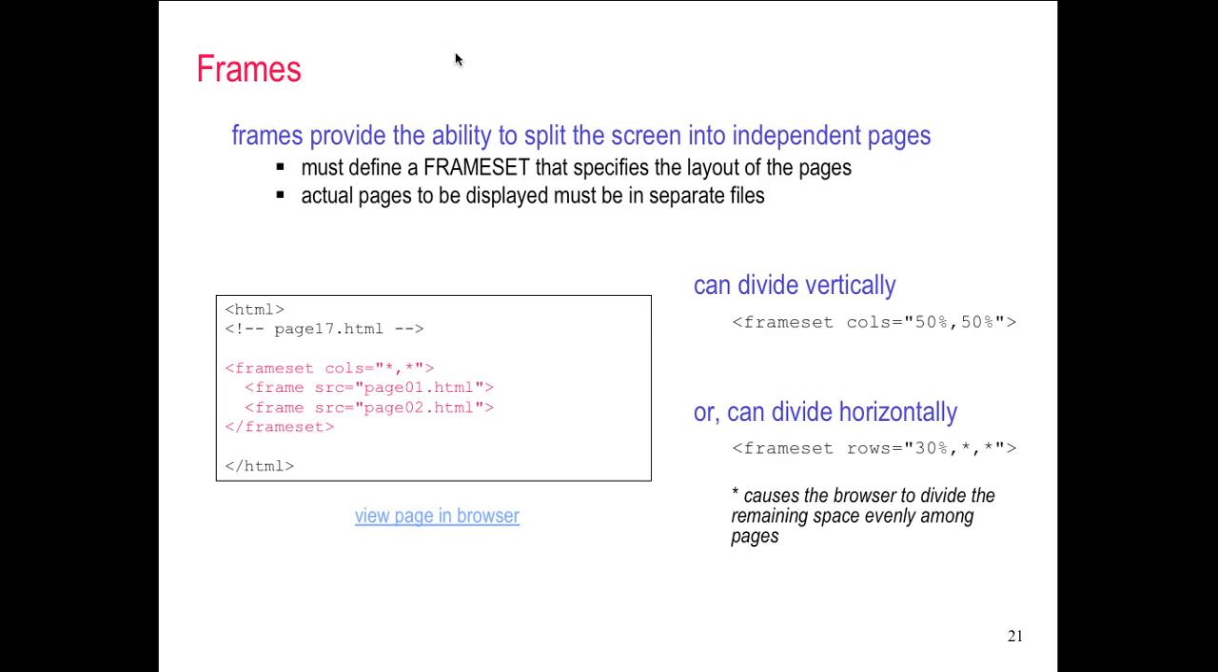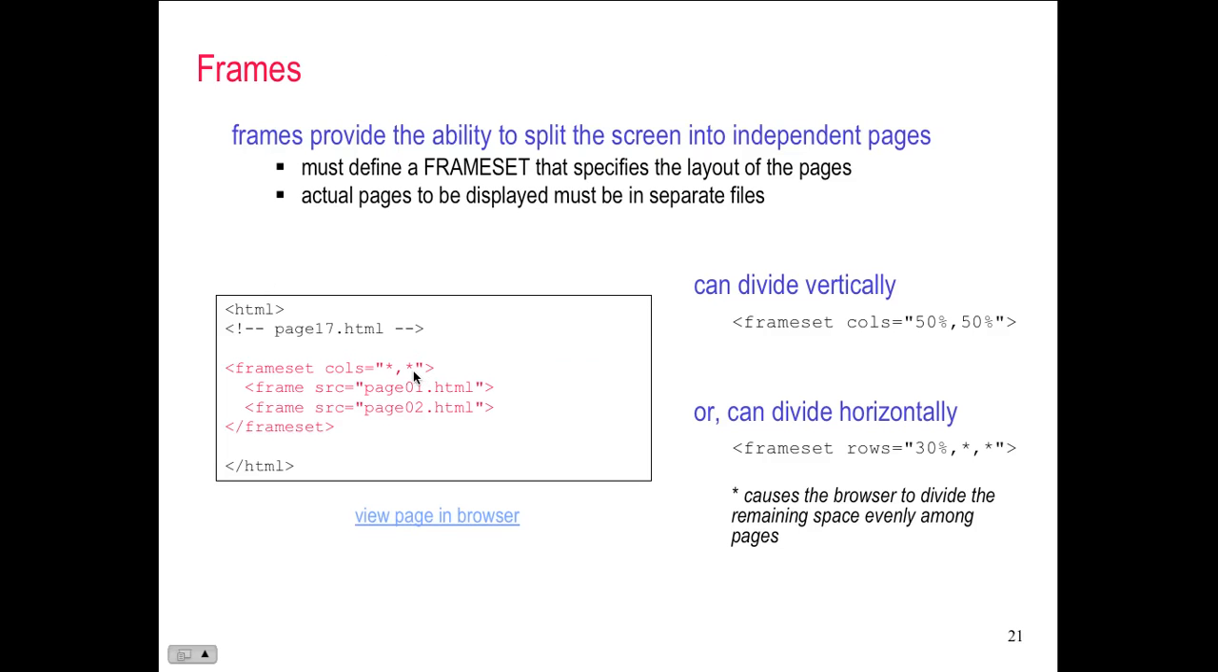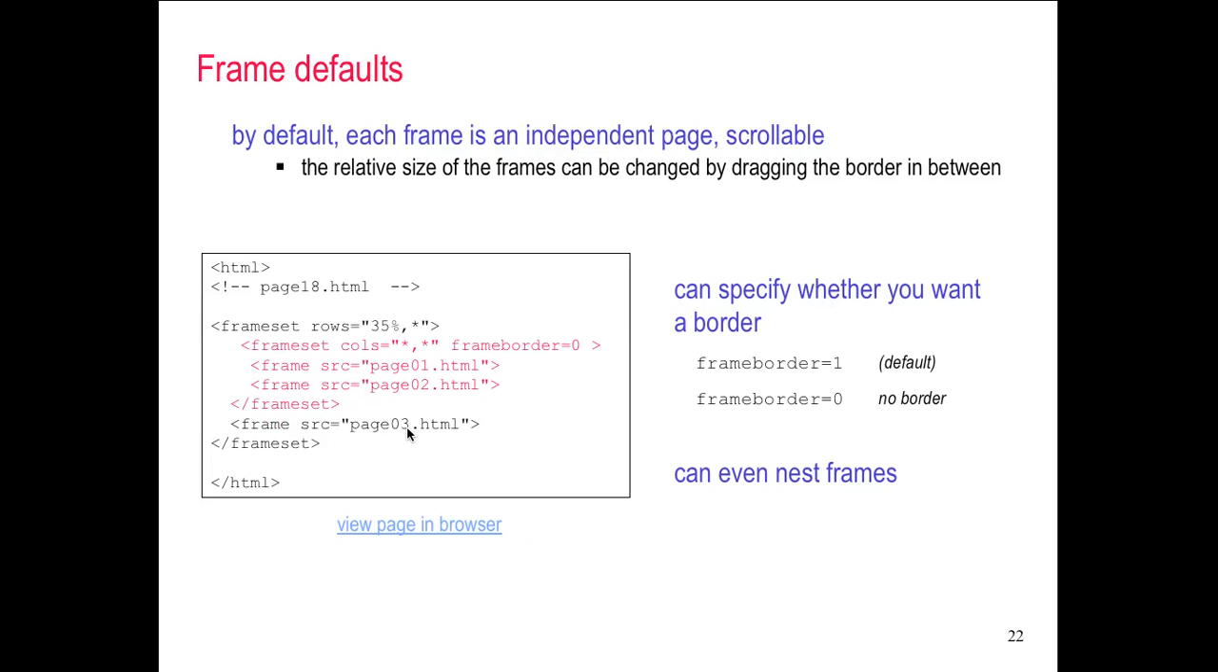All right, so you can divide vertically, you can divide horizontally. We have frame defaults. This is what we saw in the example where you were using a default up here, this asterisk, comma, asterisk, and we were loading the frame source equal to page 1, page 2. You can change the percentage. This was a 50-50 because we didn't mention it at all. We can change it so the left-hand side or the right is, say, 10% of the screen. By default, each frame is an independent, scrollable page.